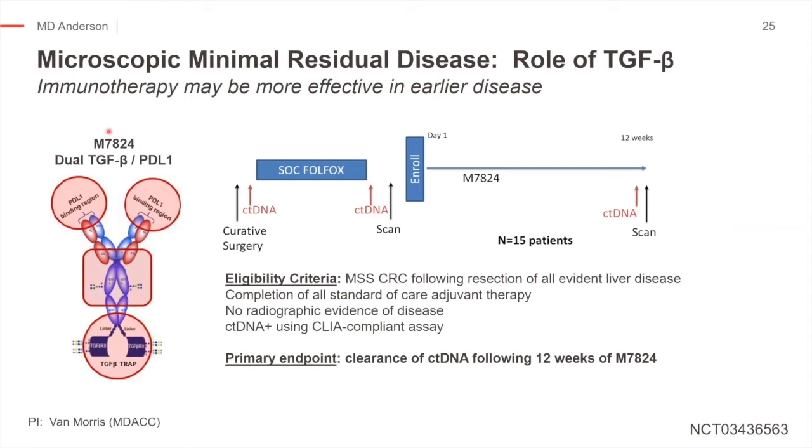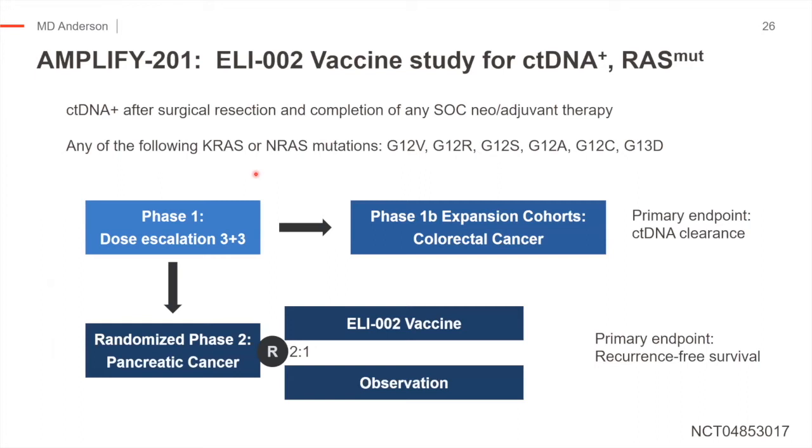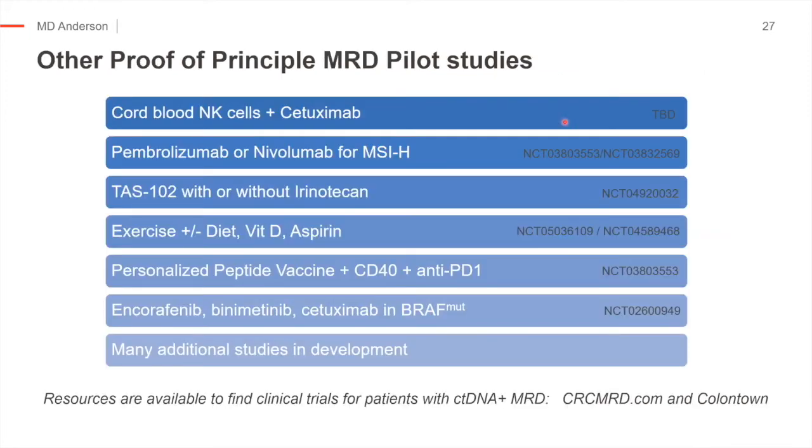This is a study that we did at MD Anderson, which I think was, to my knowledge, at least the first to do this in colorectal cancer, looking at an immunotherapy in this setting. Again, 15 patients to get an answer. But there are a number of these going on. Patients that have a RAS mutation in their tumor are eligible for a vaccine study here in colorectal, and there's actually an effort ongoing in pancreatic cancer. But there are a number of these ongoing.